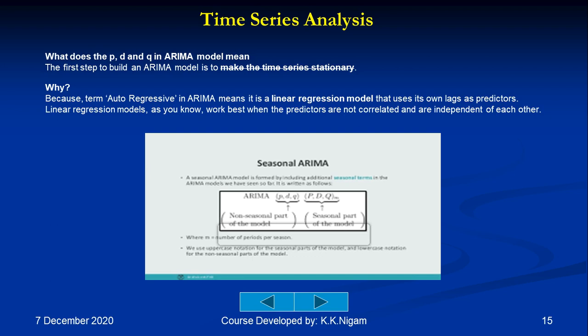The first step to build an ARIMA model is to make the time series stationary. Why? Because the term autoregressive in ARIMA means it is a linear regression model that uses its own lags as predictors. Linear regression models, as you know, work best when the predictors are not correlated and are independent of each other.